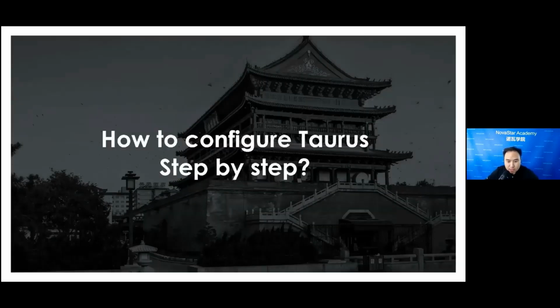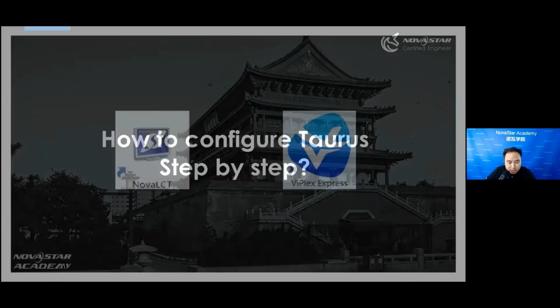After we know some features of Taurus, we would like to know how to configure the Taurus step by step. Today we will introduce two methods. The first one is Nova RCT, and the second one is the Vplex Express. Actually, Nova RCT is used to make the screen configuration and load the RCFG file. And Vplex Express is used to do the publishment of the solution. Later, we will introduce the software.